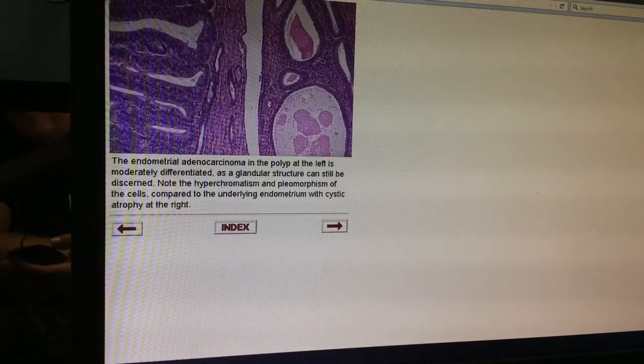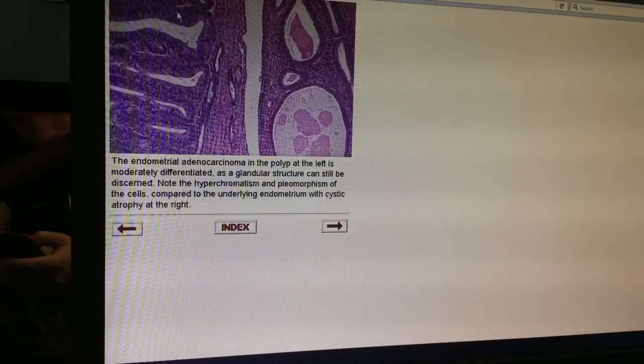As we see here, there is no stroma between the glands. There is a proliferation of glands. The glands are large, atypical, hyperchromatic. There is no stroma between the glands, and they have an unusual architecture or structure. So they are representing an adenocarcinoma of the uterus.